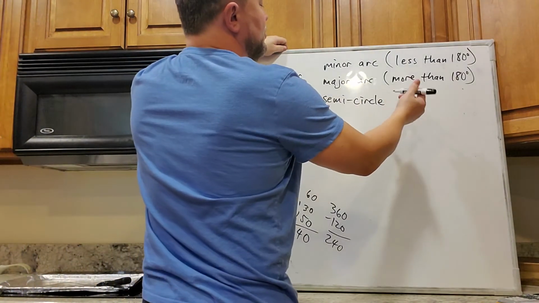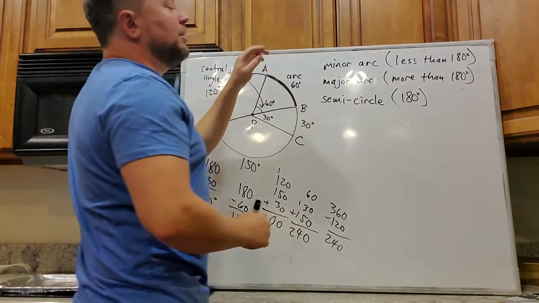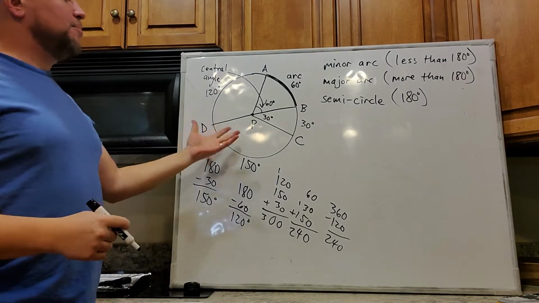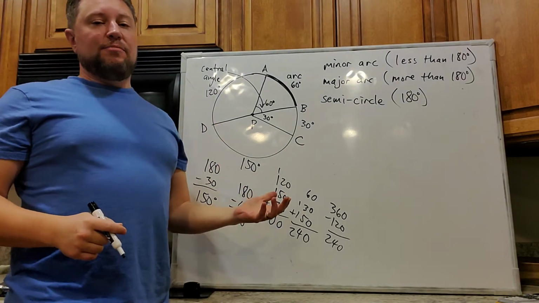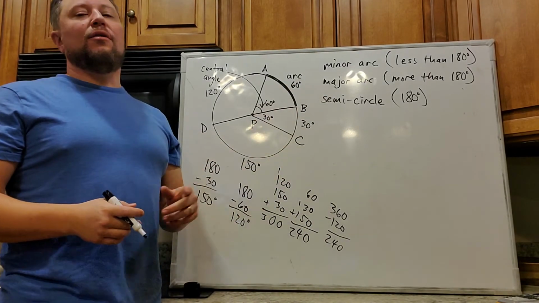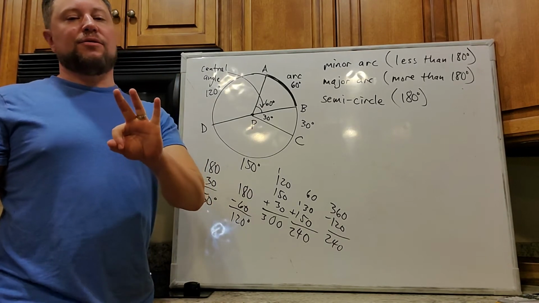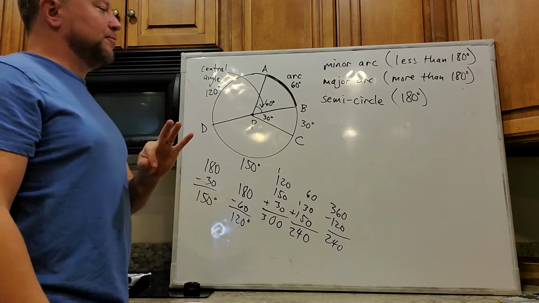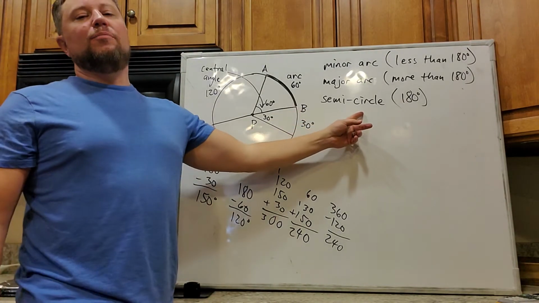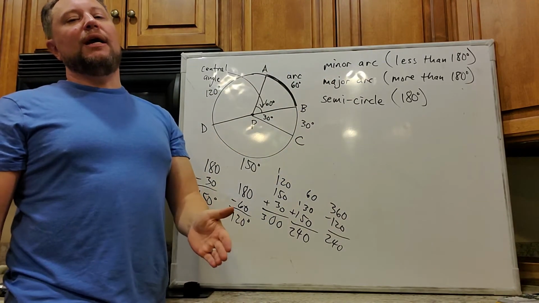Okay, a semicircle is exactly half, so it will always measure 180 degrees. No more, no less. Okay, in our picture here, we do have some semicircles as well. Now, like a major arc, though, a semicircle should be named using 3 letters, because, again, it could get confusing if you only use 2 letters. And, of course, semicircles would be created anytime you see a diameter. Diameters, remember, cut a circle in half.